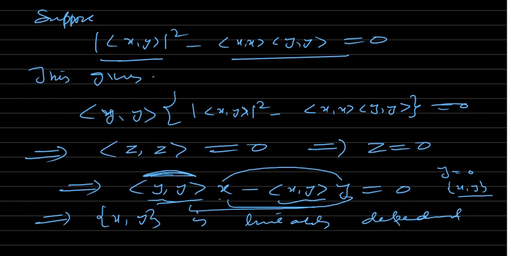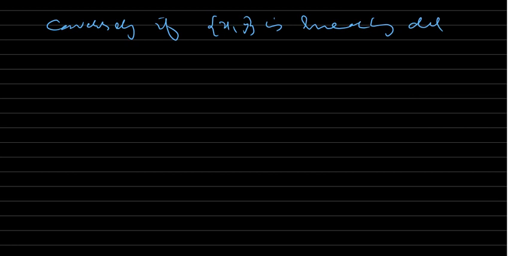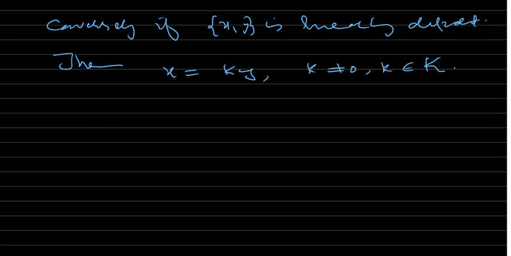And conversely, if this set is linearly dependent, then x must be equal to some k times y, where k is not equal to 0 and k is a scalar, k is in the scalar field. So x must be a scalar multiple of y.